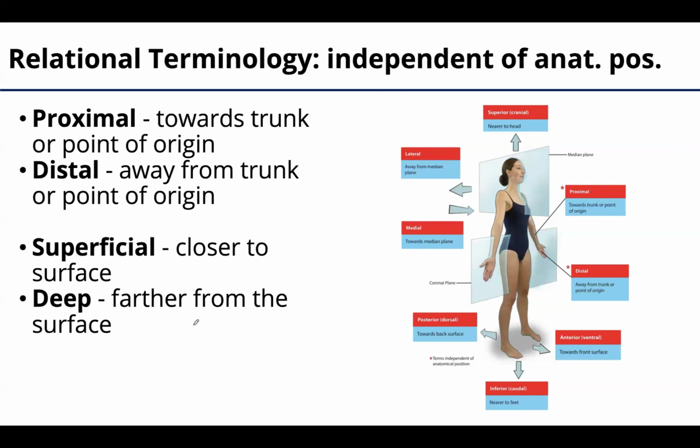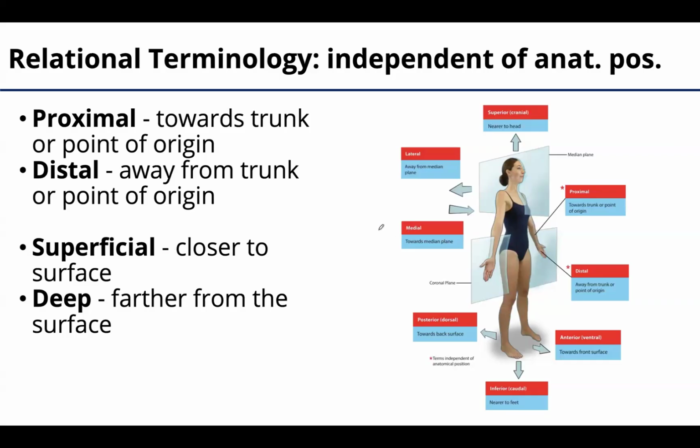All right. Now, some relational terms are not contingent on considerations of anatomical position. Proximal and distal are examples of this. So proximal describes a structure that is closer to the trunk or the point of origin, while distal is away from the trunk or origin.